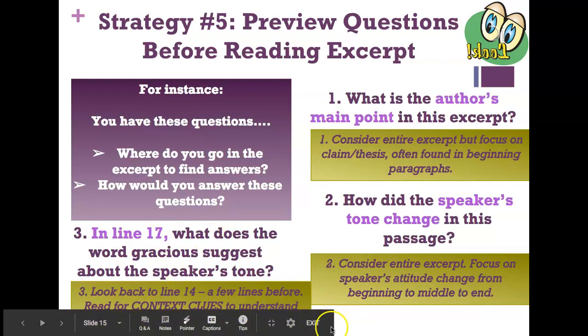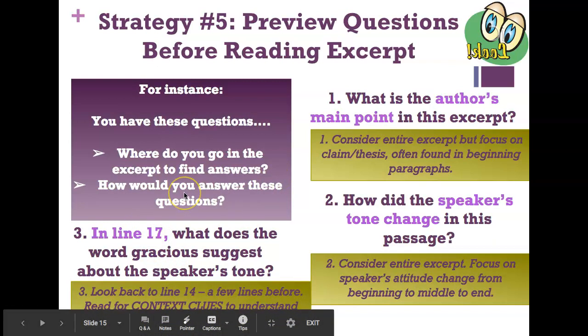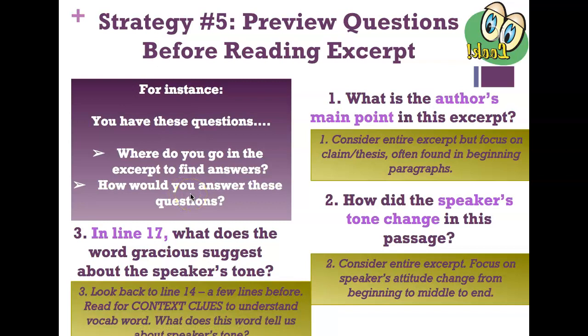So that keeps popping up. My suggestion or my strategy is to go back 3 or 4 more lines before this line. So I say line 14 and read for context clues to understand the vocab word. What does this word tell us about the speaker's tone? So the vocab word is gracious. I'm really looking at words around that to decide, is it positive? Is it negative in meaning? What does the word suggest about if the speaker's tone is positive or negative?